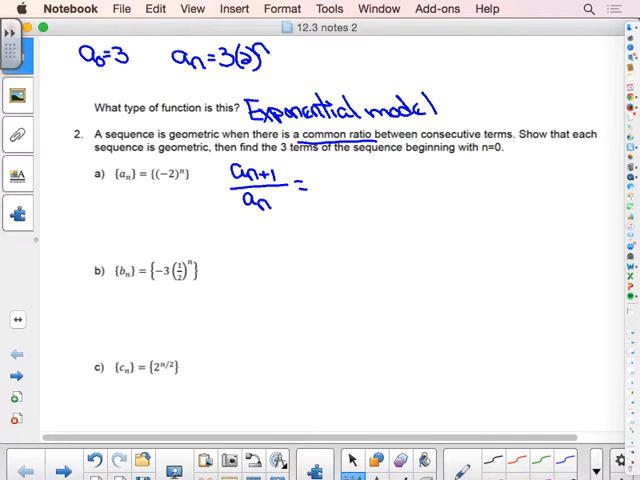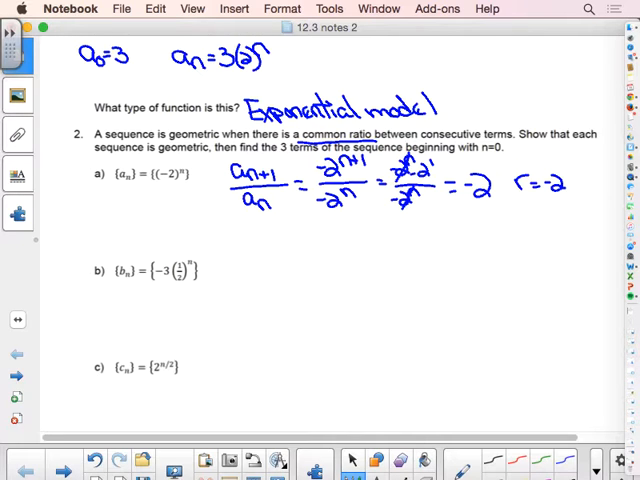So for this formula, negative 2 to the n, in the numerator I have negative 2 to the n plus 1 over negative 2 to the n. That's going to become negative 2 to the n times 2 to the 1 over negative 2 to the n. That's going to give me just a negative 2 because they will cancel. So my common ratio, r, is equal to negative 2.